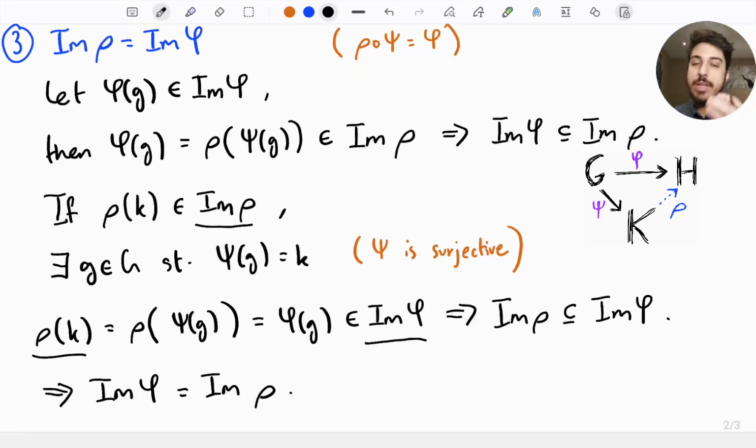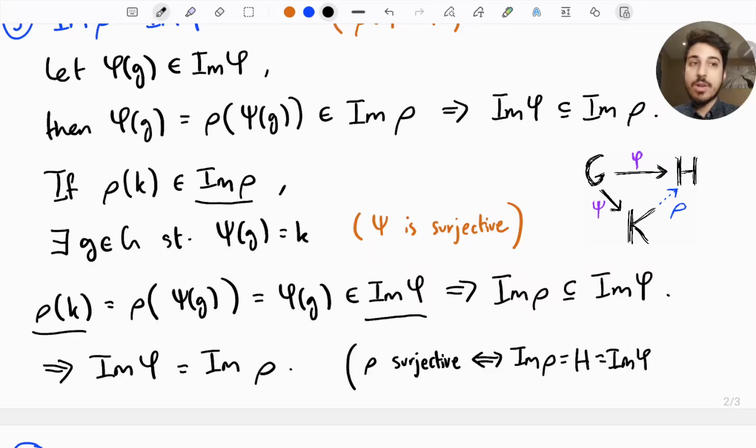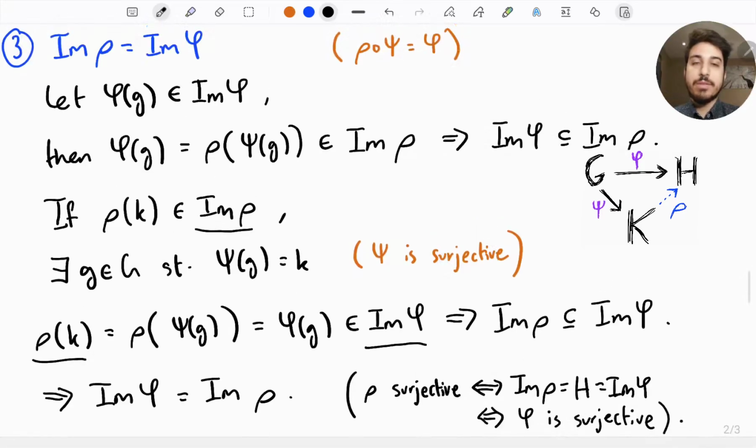So now, because we have that the image of phi is equal to the image of rho, if we have the if and only if statement, rho is a surjective homomorphism if and only if the image of rho is equal to the entire codomain of rho, but the entire codomain of rho is equal to H. And that is equal to the image of phi, but H is the codomain of phi as well. So this is if and only if phi is surjective. Completing the proof of the third part of the theorem.